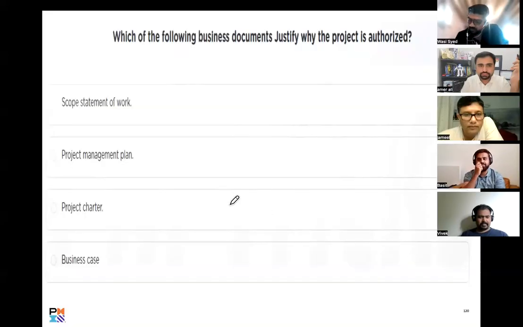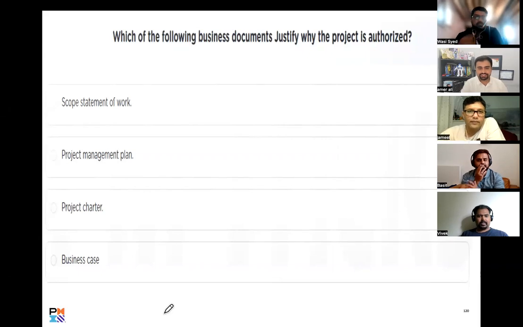Yeah, sure. It's a very interesting question. This one is very interesting. It's just a one-liner. Which of the following business documents justify why the project is authorized? So it's asking about the business documents and why the project is authorized.